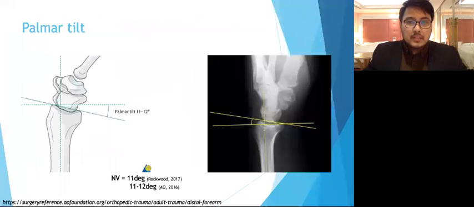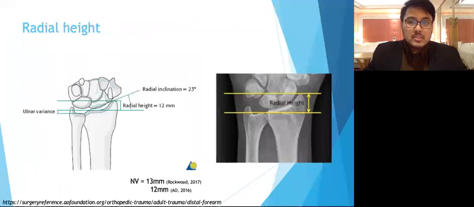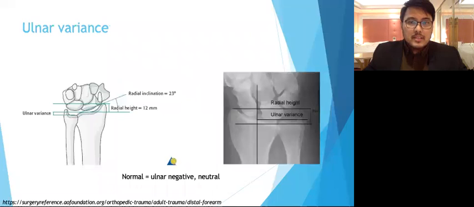Next, the palmar tilt, which is seen on the lateral view. This is an angle measured between the line connecting the dorsal and the volar lips of the radius and the axis of the radius itself. The radial height, which is seen again on PA view, is the distance between the radial styloid level to the most distal surface of the ulnar head. Lastly, ulnar variance is also a measure of radial shortening. This is the vertical distance between a line along the articulating surface of the distal radius to the distal ulna.